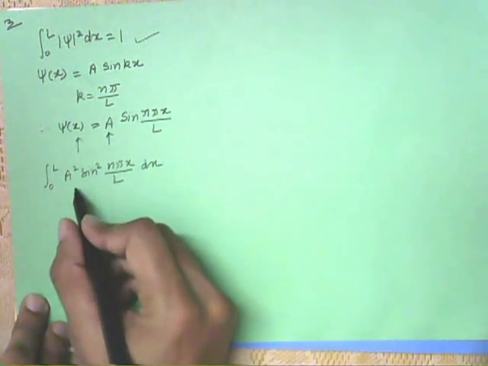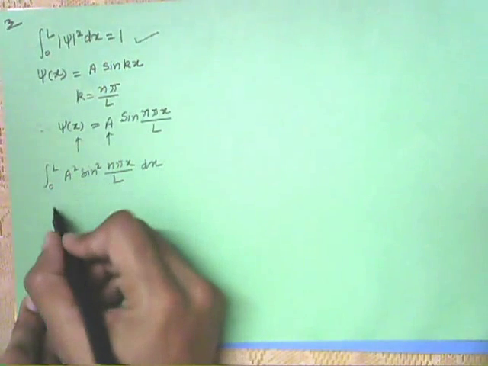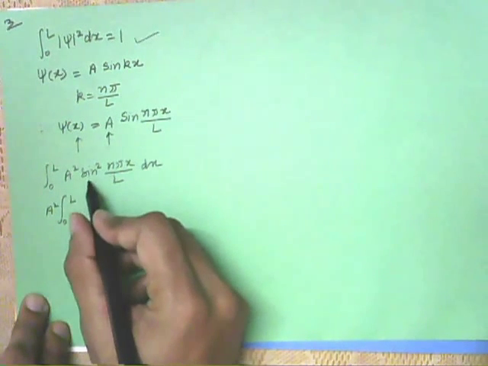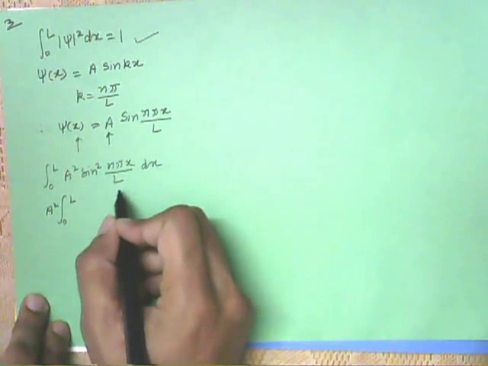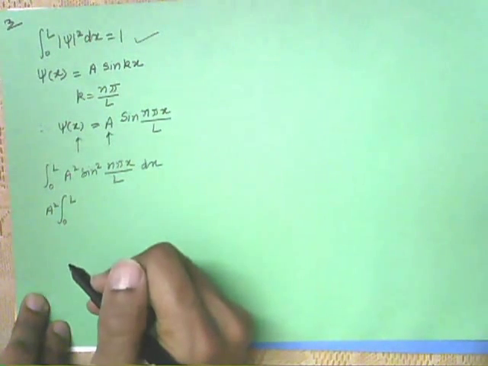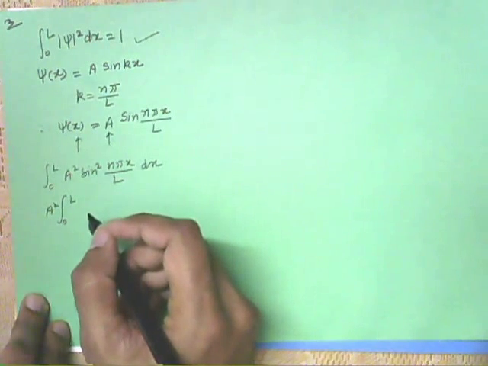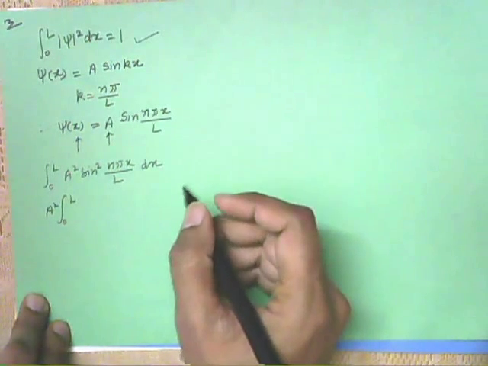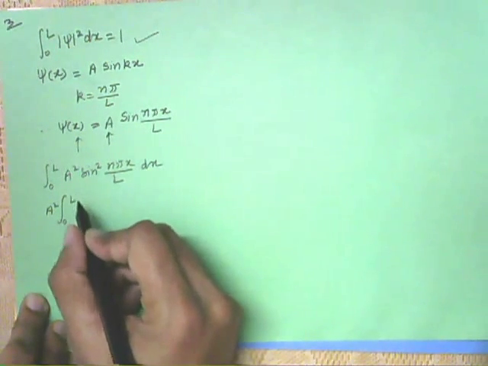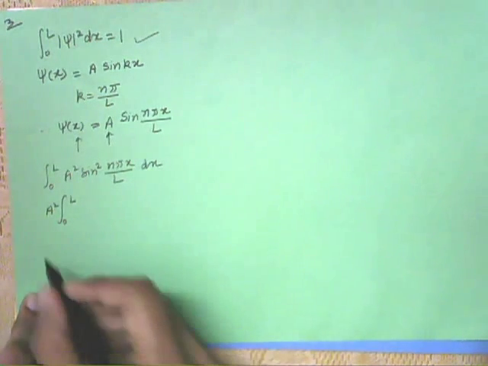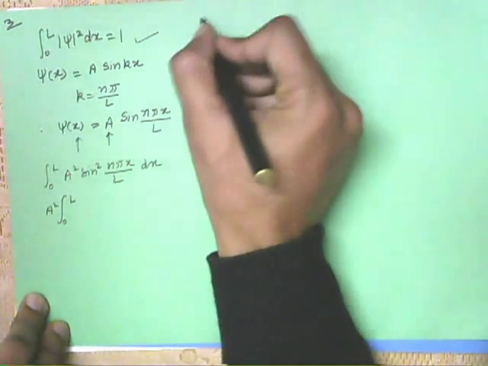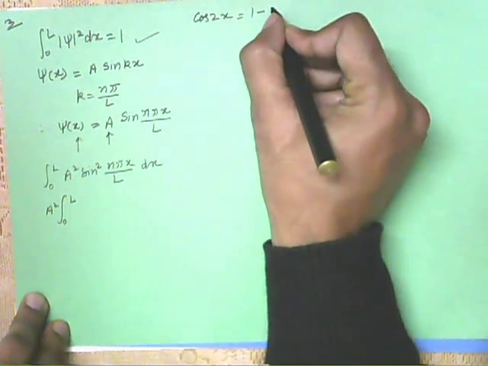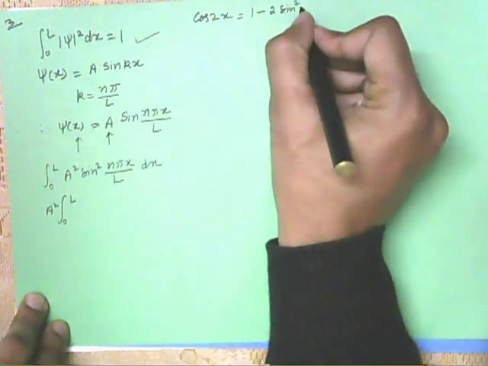Now this integration could not be solved directly, so this can be written as a square 0 to L. Instead of sin square n pi x upon L, we have to use the cos 2x formula. Cos 2x is equal to 1 minus 2 sin square x.